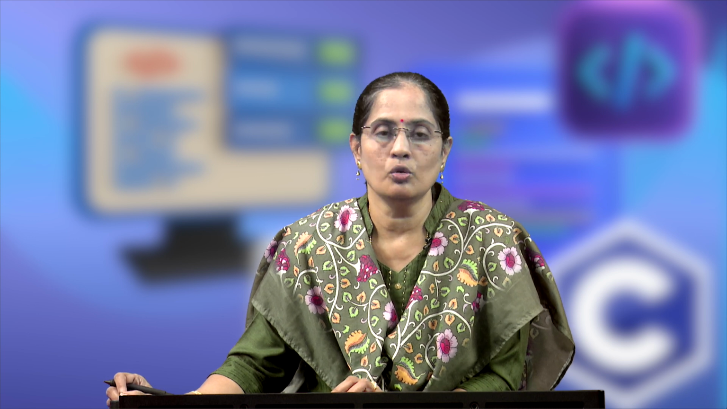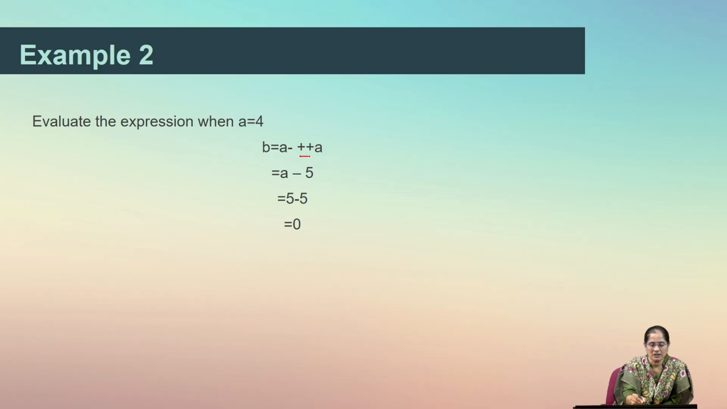We are supposed to evaluate an expression b equal to a minus plus a when the value of a is 4. Okay. So, which has to be first evaluated? The increment operator has to be evaluated first because it is a unary operator which has to be given highest priority. Okay. So, on evaluating plus a, since it is a pre-increment operator, the value of a will be incremented and substituted. So, we got the value to be 5, right, and then we go with the binary minus which subtracts the value of a, 5 from 5 and we get the answer to be 0.